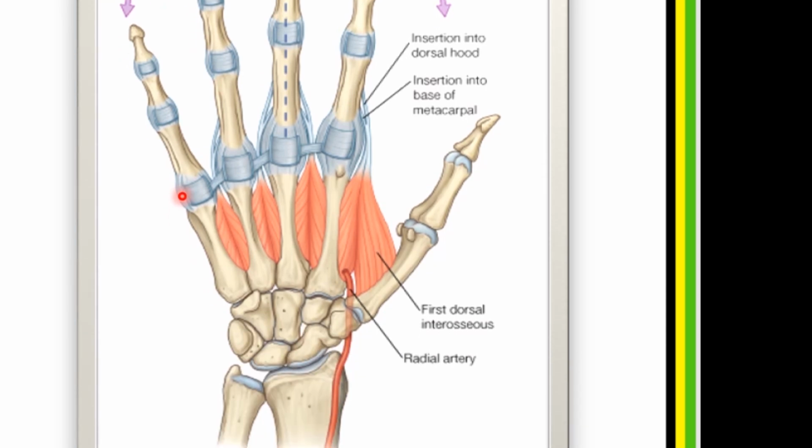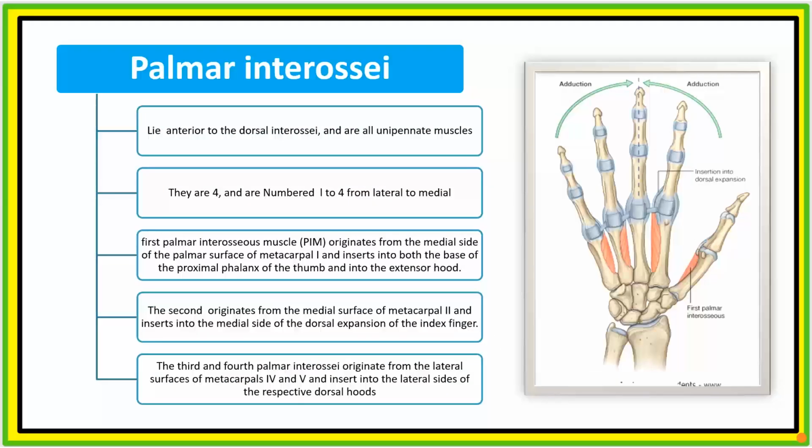Now we will see the radial artery passing between the two heads of the first dorsal interosseous. This is the first dorsal interosseous, and we are seeing the radial artery passing between its two heads. We'll now look at the palmar interossei.